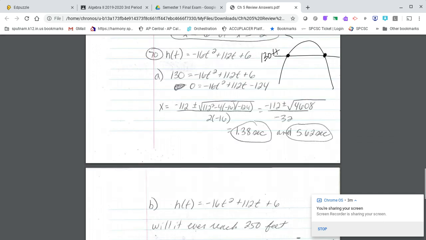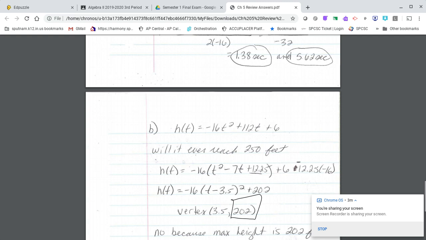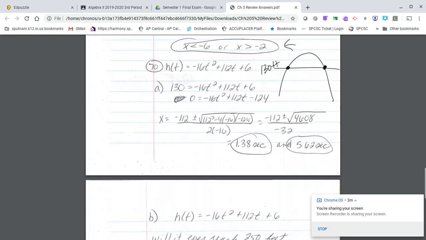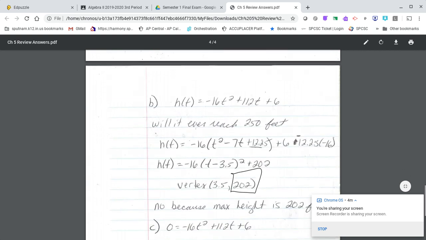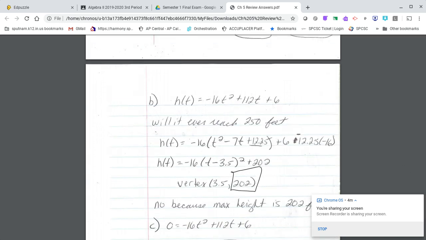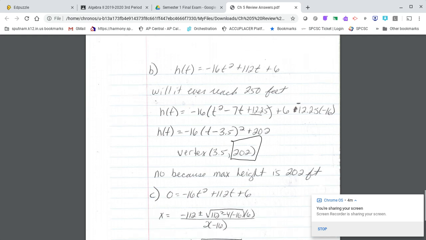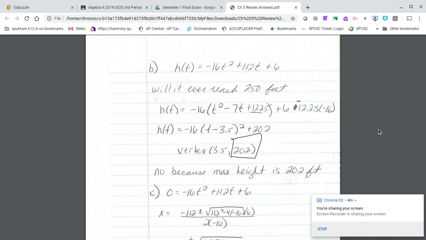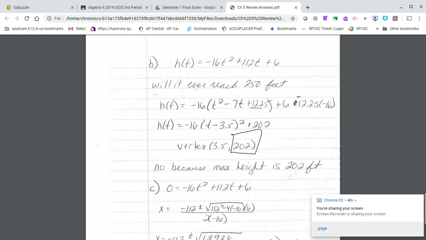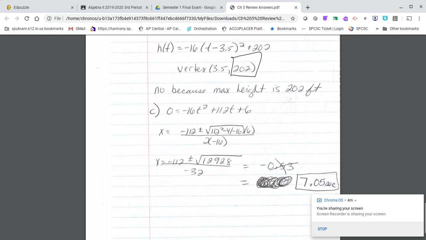Part B says, will it ever reach 250 feet? Well, that's asking, is the maximum, the vertex, ever going to be 250? And so on that one, I found the vertex, which again, I completed the square, but you could do negative b over 2a and plug it back in, and you should get the y part of your vertex is 202. So it won't. The highest it ever will get is 202 feet. And so it won't hit 250 feet.